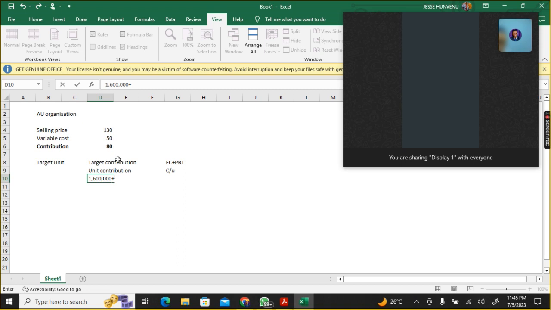Plus 250. This particular one is the total fixed cost, which is 1.6 million, plus PBT. Our PBT is our target profit.